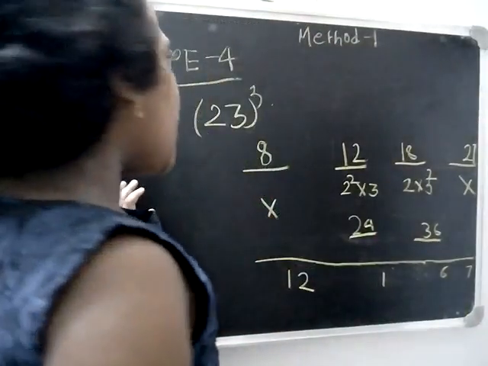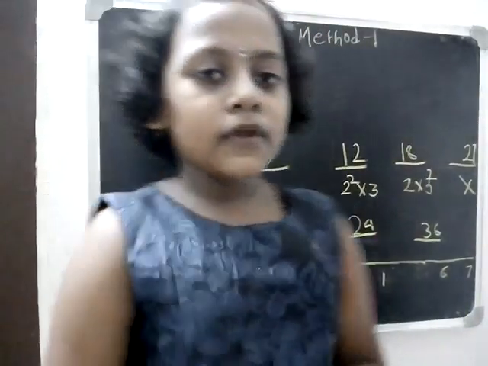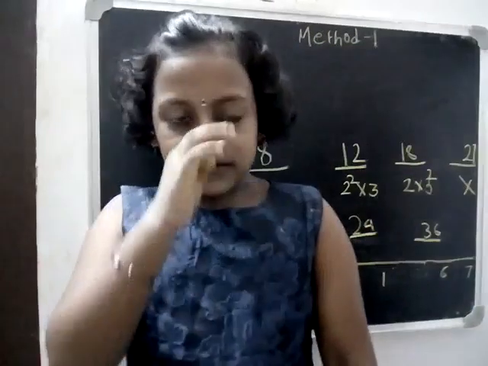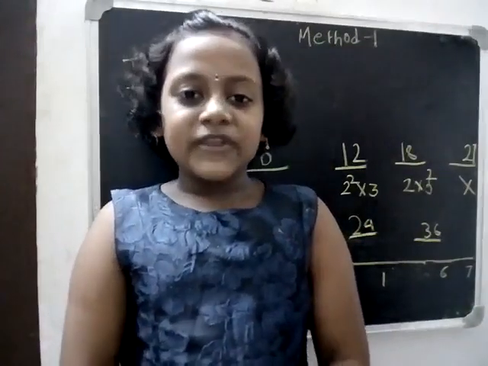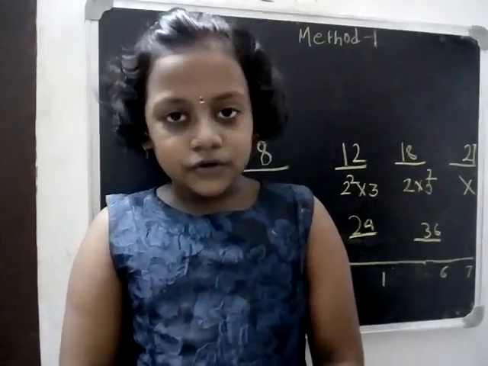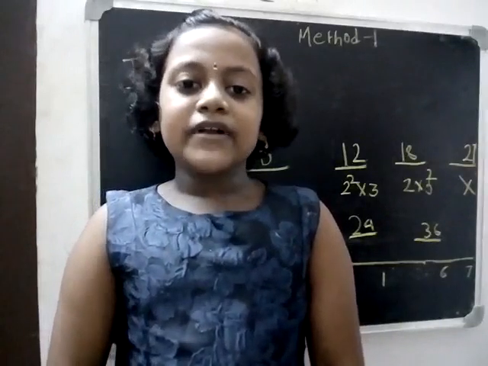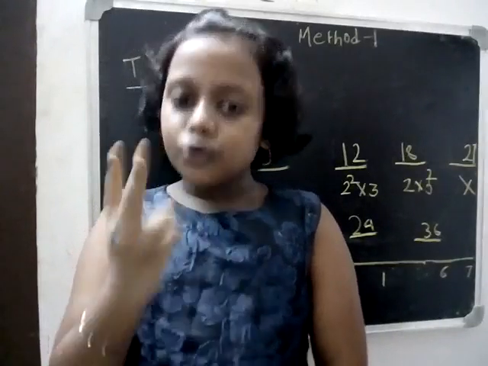So all our types are completed. This is method 1 of doing cube. In the next video I will come with method 2.